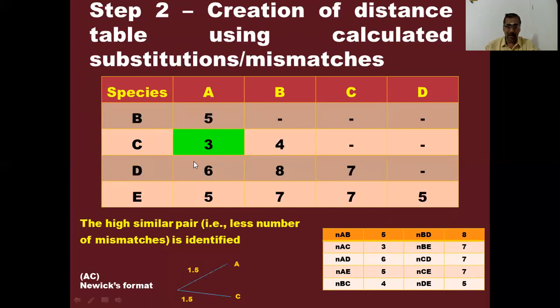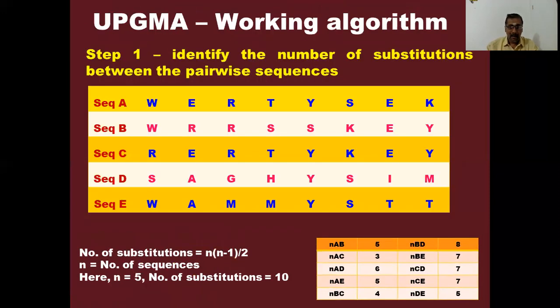So here we observe that the numerical 3 means only 3 characters have been substituted, have been replaced in due course of evolution. The rest of the characters were retained as such. Can we see? AC, here you can see. So W and R, one mismatch. E and E is retained. R and R is retained. T and T is retained. Y and Y is retained. Now you can see the second mismatch, S and K. E and E is retained. Now the third mismatch, K and Y. Only 3 mismatches for AC.